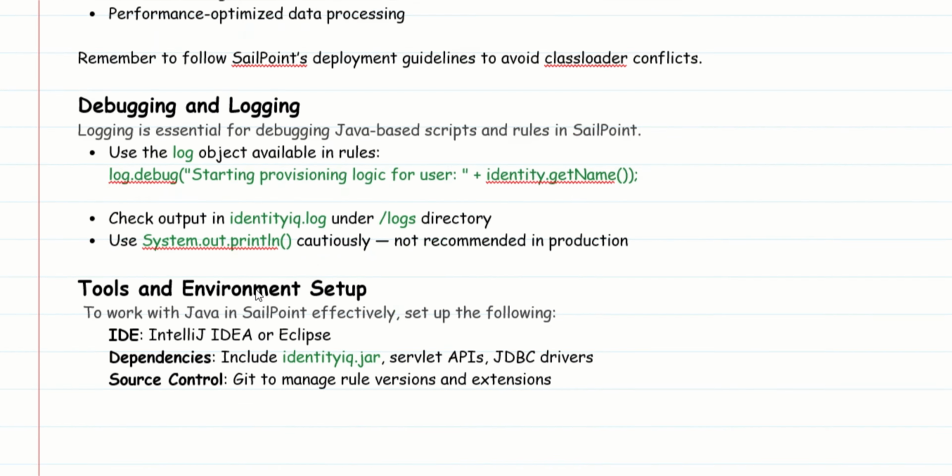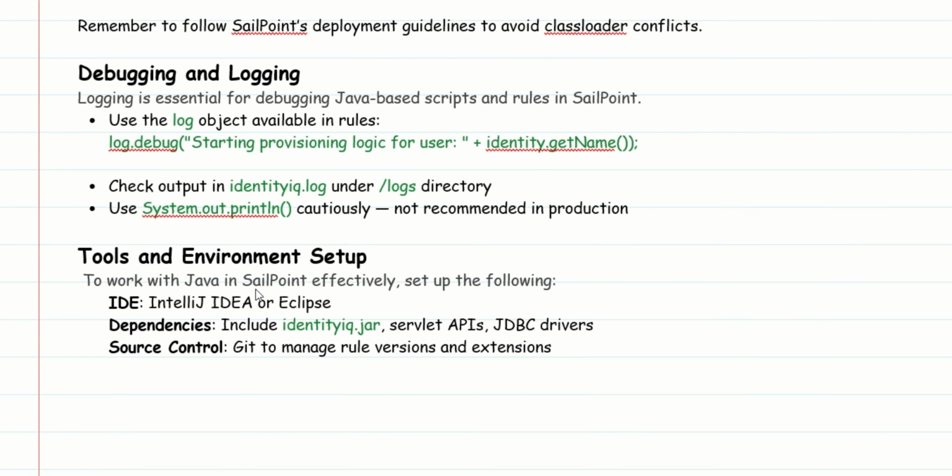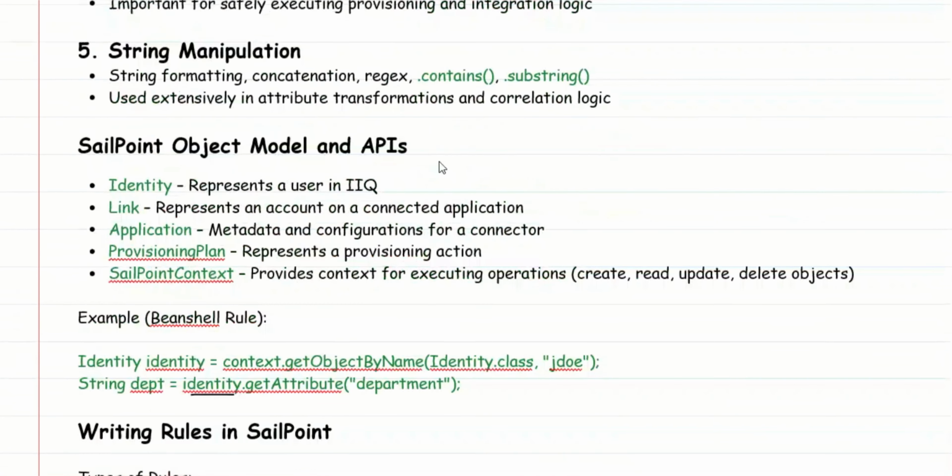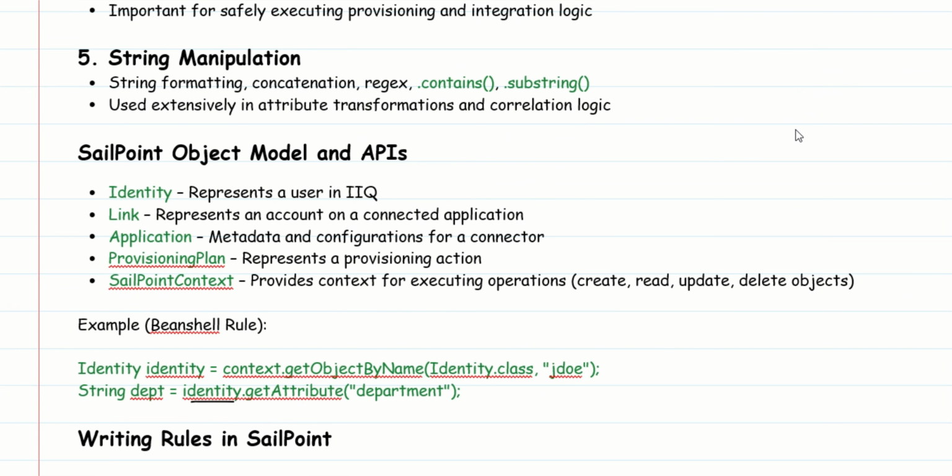to troubleshoot things. Tools and environment setup: you need to have one IDE, either IntelliJ IDE or Eclipse, and dependencies like the JDK, JDBC drivers, and the IIQ jar as well. Then source control, as I mentioned in the previous video, have your own local repository for SailPoint. So these are the basic Java requirements for SailPoint. I will show you some examples of how we utilize these concepts in SailPoint IIQ.